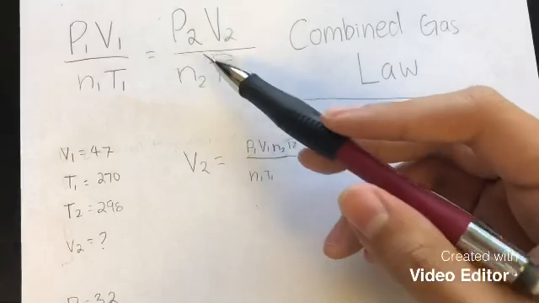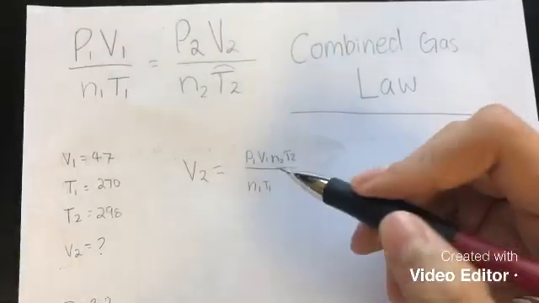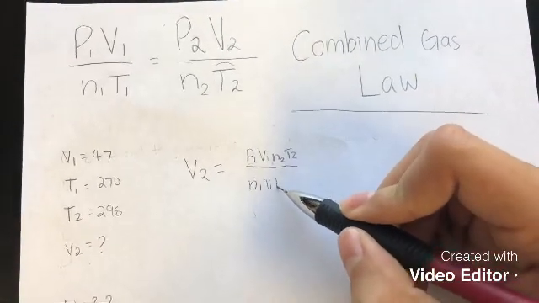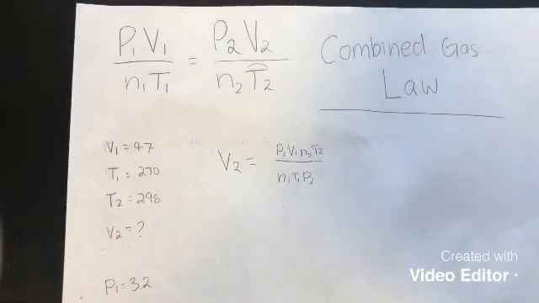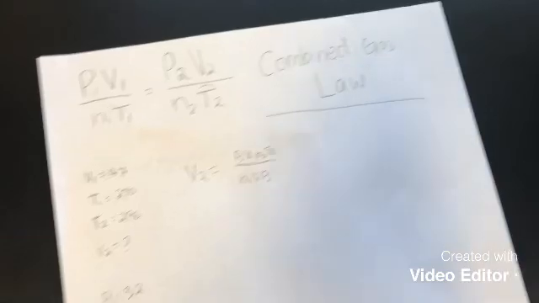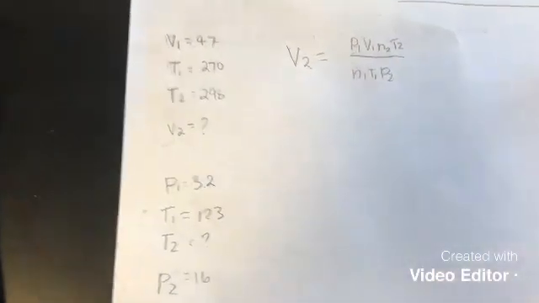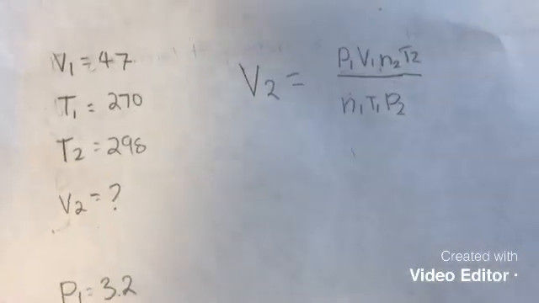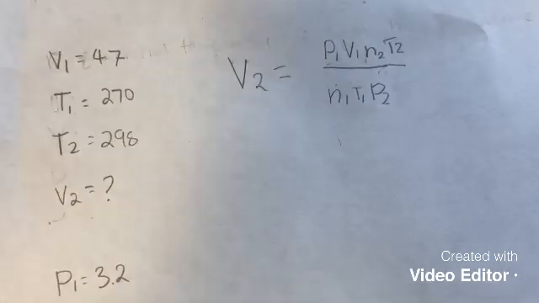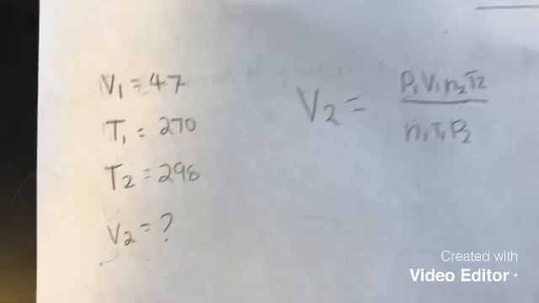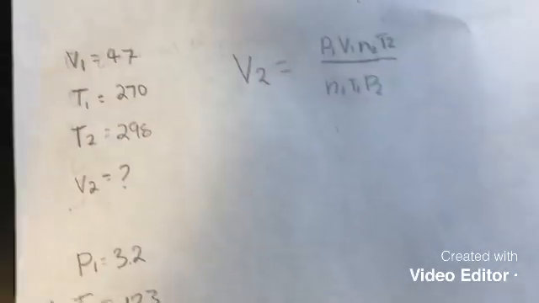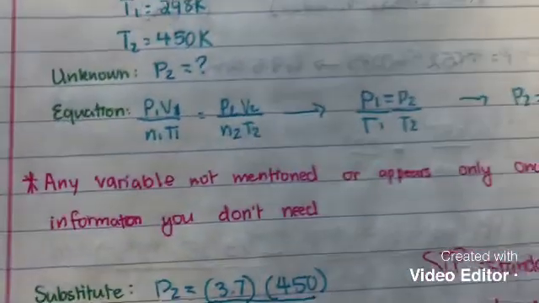And then P2 is multiplied down here because it is dividing. And then we plug it in the calculator. It's pretty simple. Before we do that though, we have to look at our variables. So you can notice that some of the variables in the equation aren't actually there. So what we do is we just get rid of them, because any variable not mentioned will be just information we don't need.